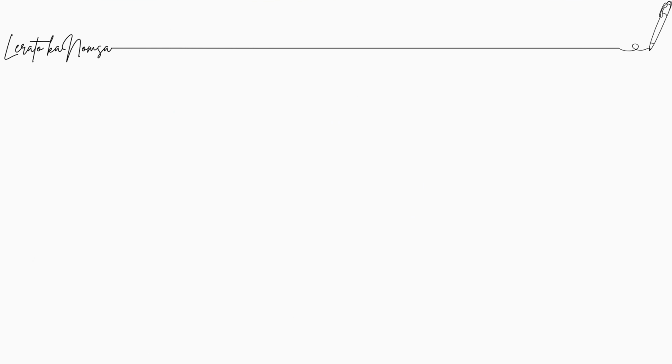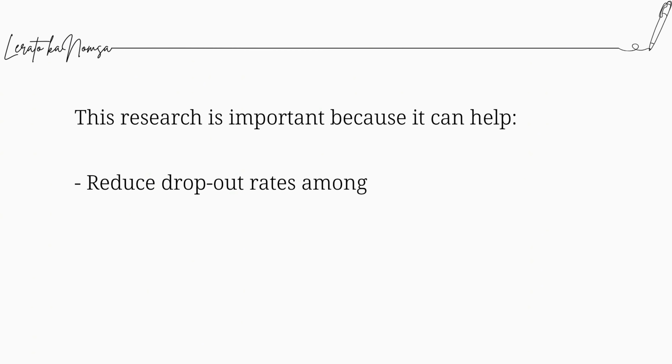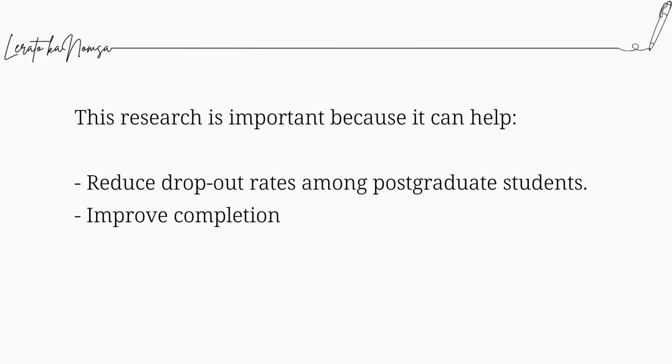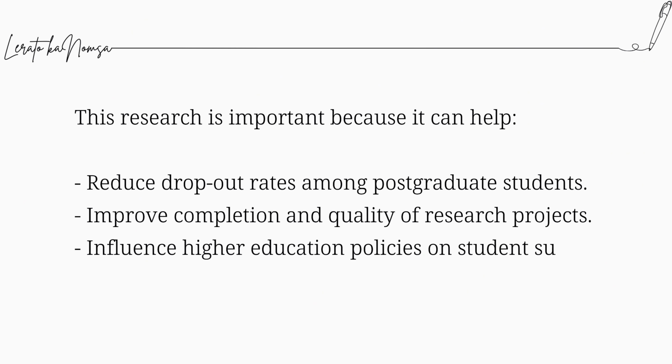So basically, you just say this research is important because it can help reduce dropout rates amongst postgraduate students, improve completion and quality of research projects, influence higher education policies on student support, and make academic guidance accessible regardless of location or resource. So if you see here, I'm just being very practical about it. I did not think of fancy terms. I did not bother myself trying to figure out how this is solving the world's problems and making the educational world perfect. I'm just saying this study is going to help specifically here. That's all that you need to say.